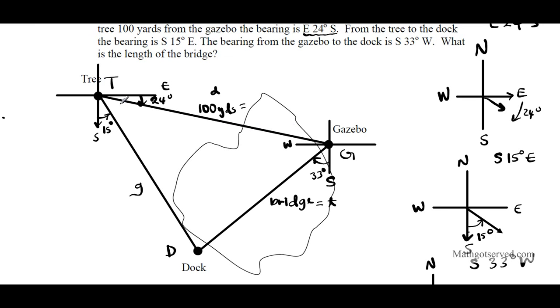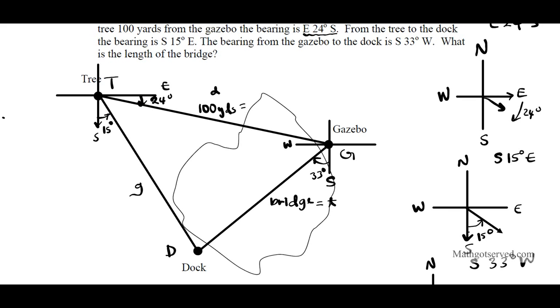Let's see if we can figure out the angles. Now, if you take a look at this angle right here, the angular separation between two cardinal points is 90 degrees. As you can see, it's a quadrant or a right angle. So this entire angle is 90 degrees. And if you take out 15 and 24 from it, what will be the measure of angle T? Angle T will be 90 minus the sum of these two other angles right here.